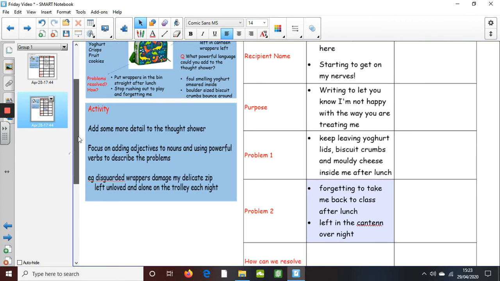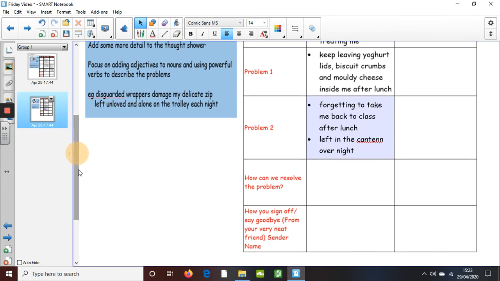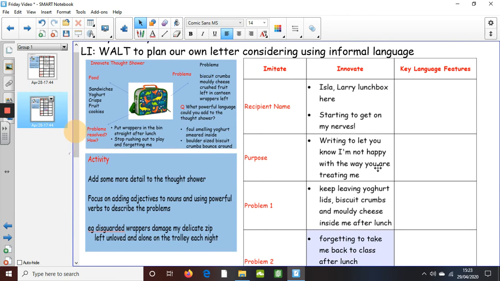I might just have a little look at language. So, when you yourself, you're going to have resolved, and you're going to sign off in the same way maybe as Duncan the Grey Crayon might have signed off, and just innovate that slightly as well. What I will have quickly is figures. Powerful verbs that might be used when we're talking about yogurt lids, biscuit crumbs, and things like that.